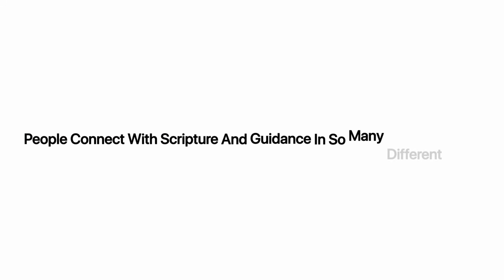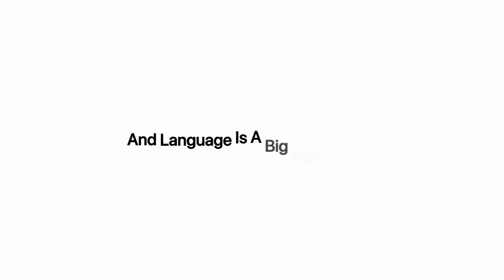The chat feature already works pretty great, but it does feel a little bit limited if it can only respond in, say, one language. People connect with scripture and guidance in so many different ways, and language is a big part of that. So for this part, I want to make sure that the AI can handle conversations across multiple languages, both in how it replies and in how it understands what the user is actually saying.